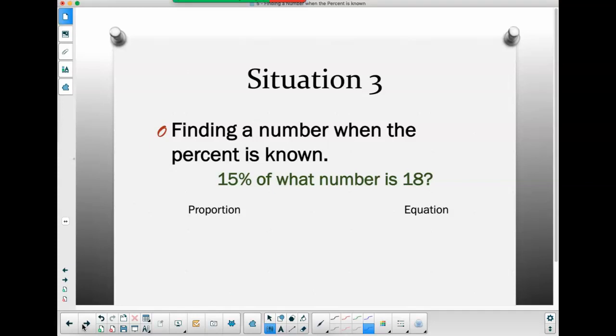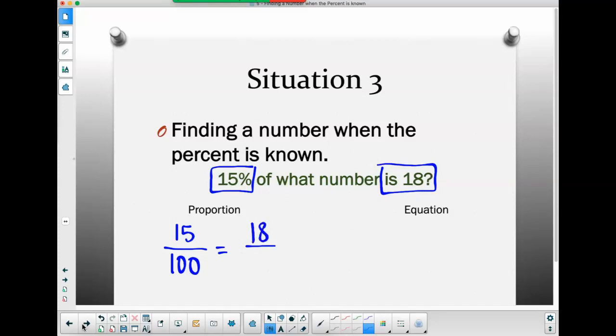15% of what number is 18? Okay, this time we know the percent again. So I have the percent, so 15 over 100, of what number is 18. So should the 18 go on the top or the bottom? The top, it says is. So I'm going to put the 18 there and solve for the bottom.